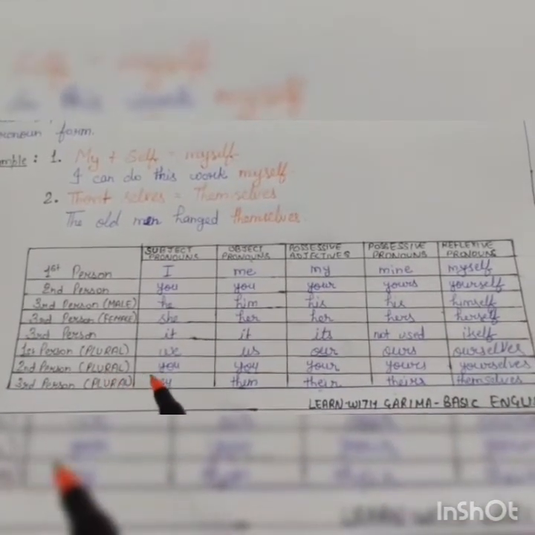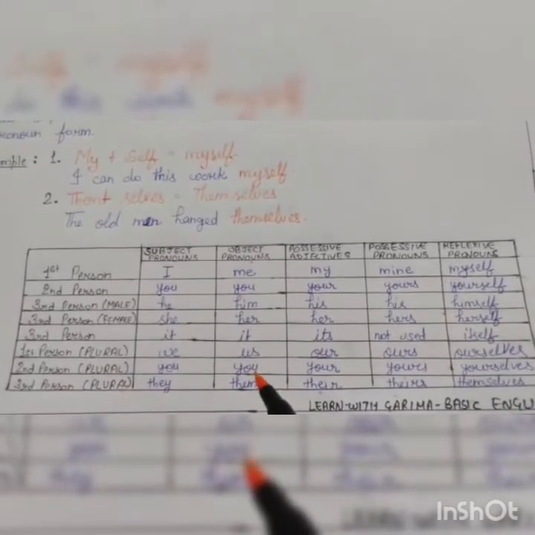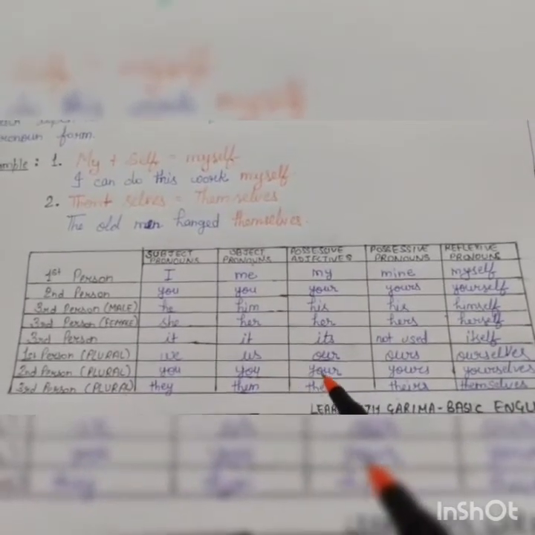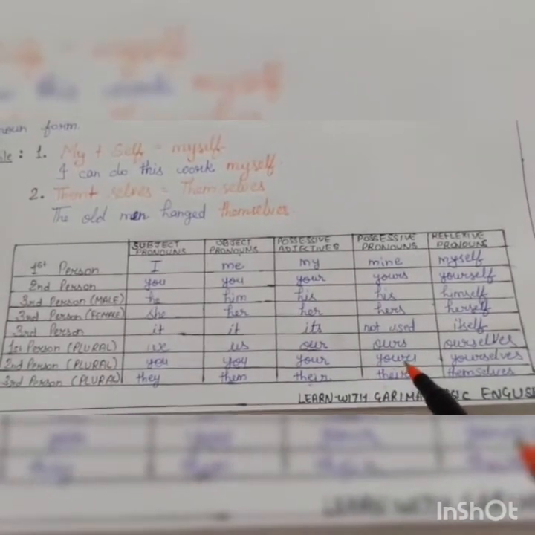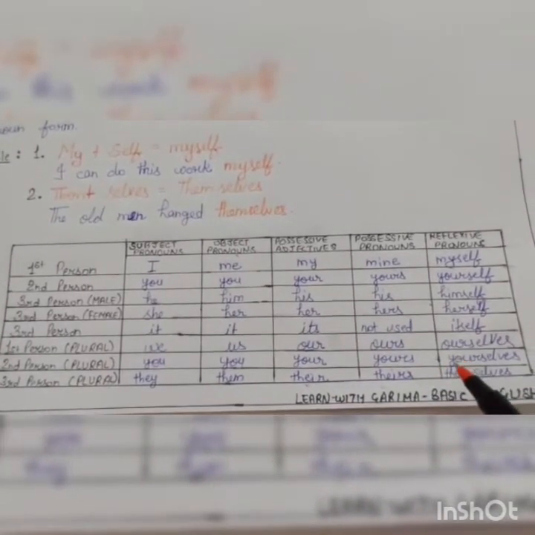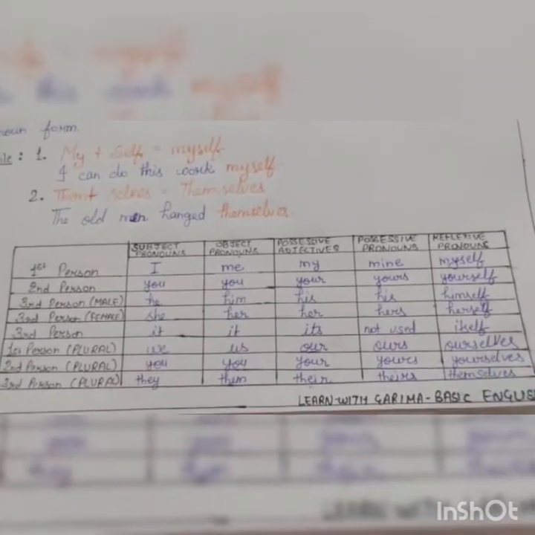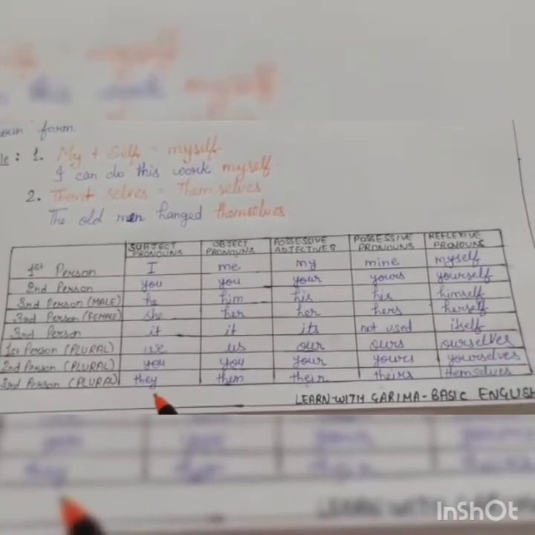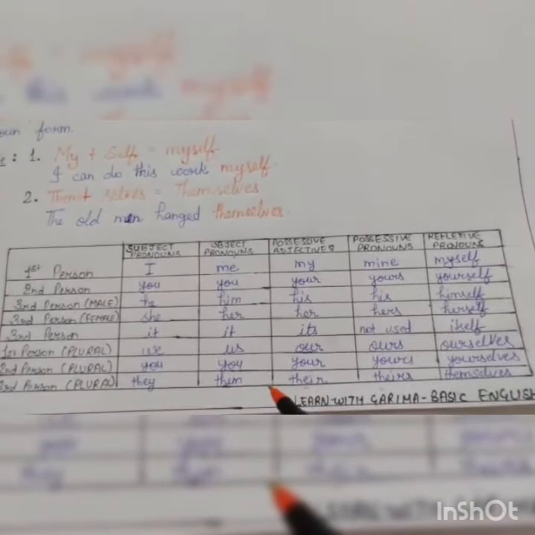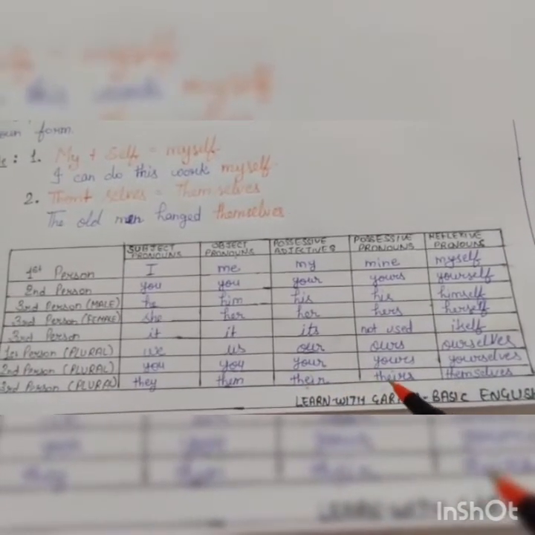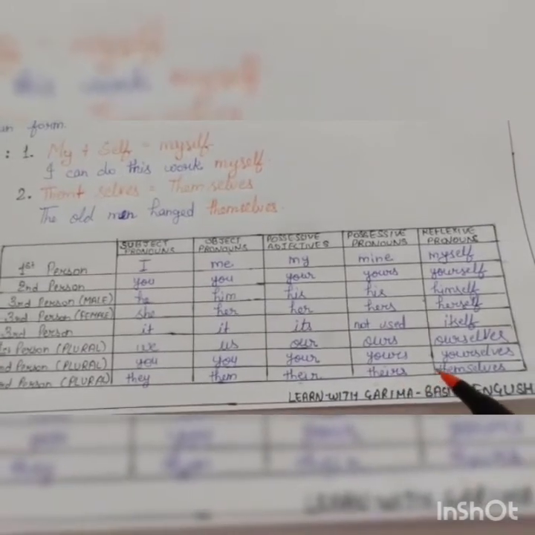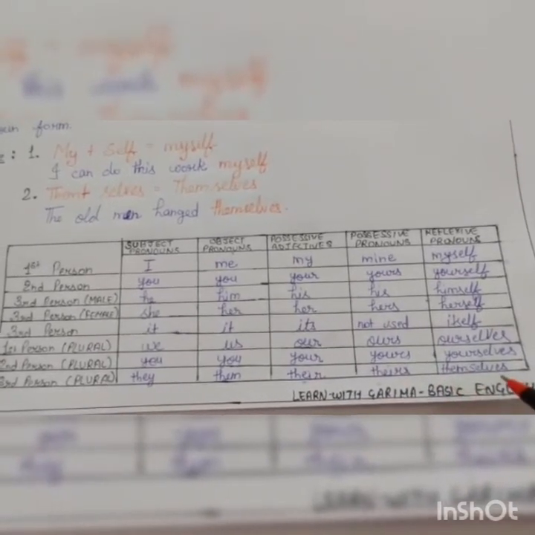In second person plural, you remains you in the objective pronoun. In the possessive adjective, it becomes your. In the possessive pronoun, it becomes yours, and in the reflexive pronoun, it becomes yourselves. In third person plural, they become them in the objective case. In the possessive adjective, it becomes their. In the possessive pronoun, it becomes theirs, and in the reflexive pronoun, it becomes themselves.